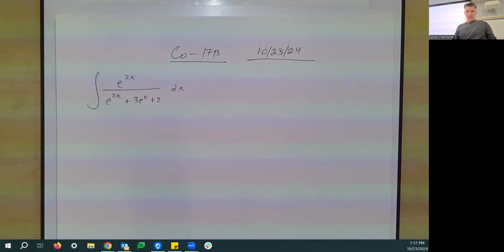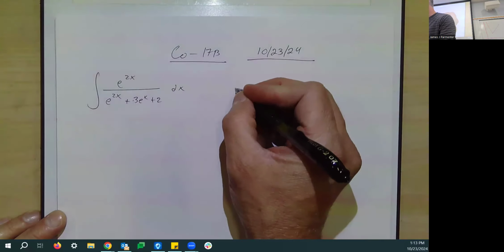All right, so we have the integral of e to the 2x over e to the 2x plus 3e to the x plus 2. Doesn't look like there's anything super obvious, so we kind of just start guessing. I'm going to make the correct guess here that we should do a u sub first.